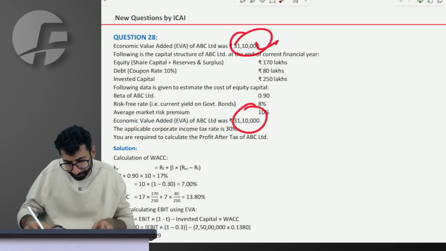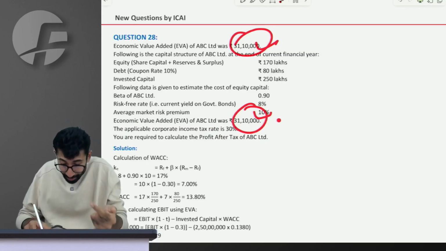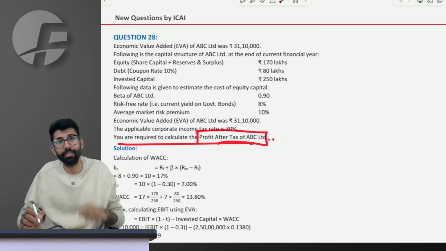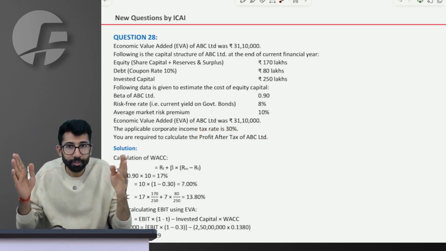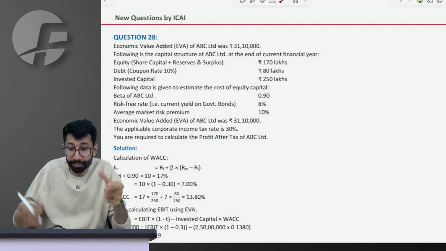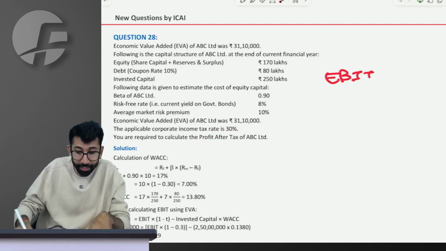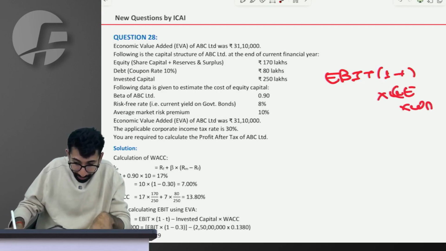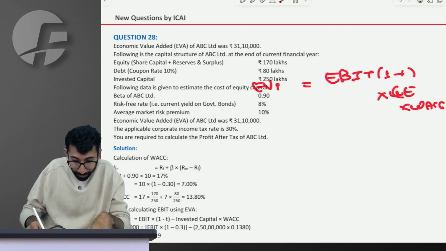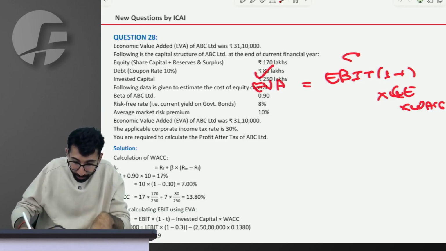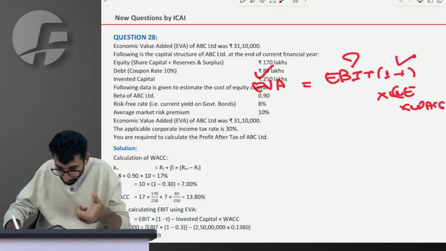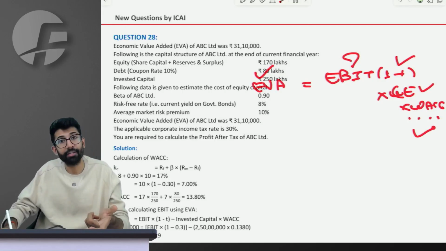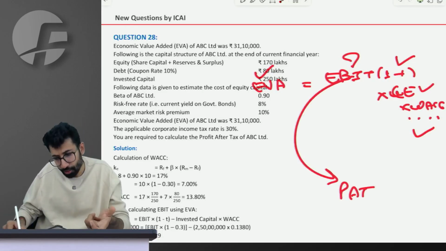Economic value added has been given to me and they have asked me to reverse calculate the profit after tax of the company. Sir, in the entire formula of economic value added, do we have anything related to profit? Yes, we have EBIT, because EBIT into 1 minus T, minus capital employed into WACC, is the formula of economic value added. EVA is given, EBIT we can calculate, tax rate has been given, capital employed given, WACC we can somehow calculate. Once you have the EBIT, you can have the PAT.